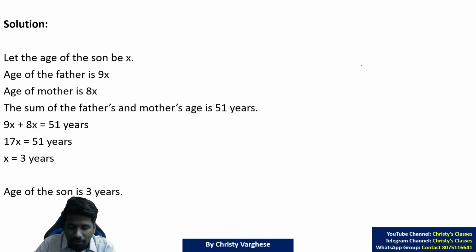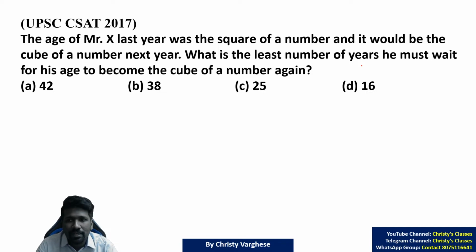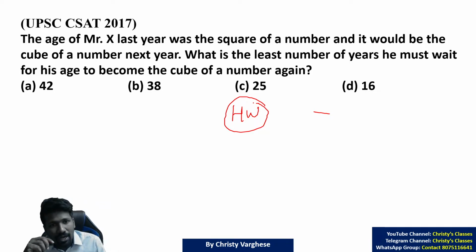Otherwise, it is just a continuation of the previous chapter. Okay, so that's it. I hope all of you understood it. This is a hybrid question asked from this chapter. Hybrid questions can be asked. Number system and age problem mixed together, this question is asked. Try this question, very interesting question.